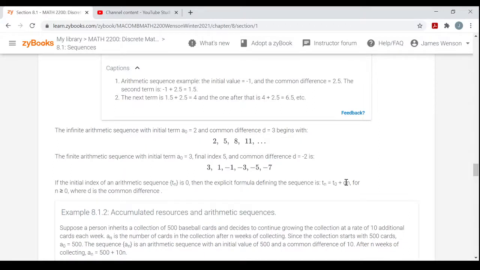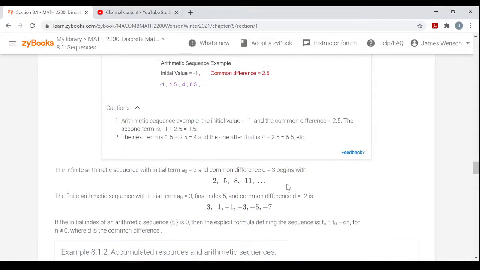And here's your explicit formula. If the initial index of an arithmetic sequence called t sub n is 0, then the explicit formula defining the sequence is t sub n equals the initial term t sub 0, the first term, plus d times n, where again d is that common difference, right? Common difference d, and that's the number you just keep adding every time to get the next term.